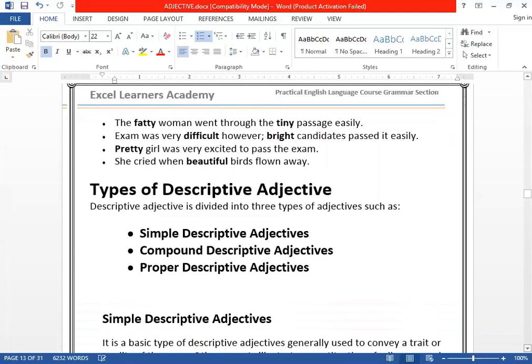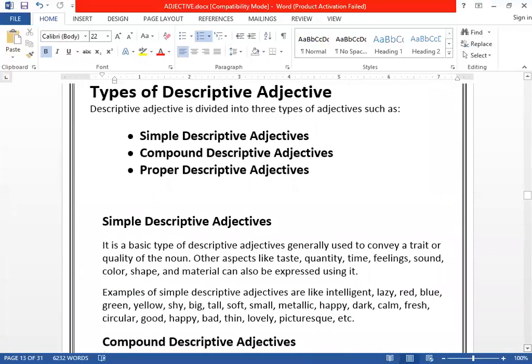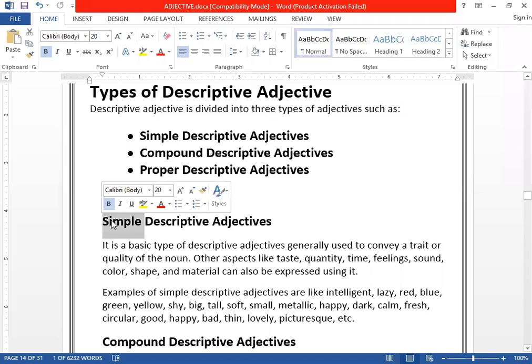How many types of descriptive adjectives do we have? Now we have got types of descriptive. Number one, we call simple descriptive adjective. Number two, compound descriptive adjectives. Number three, proper descriptive adjectives. So these three are the types of descriptive adjectives. So let's talk about the first one. That is called what? Simple descriptive adjective. There were simple descriptive adjectives.